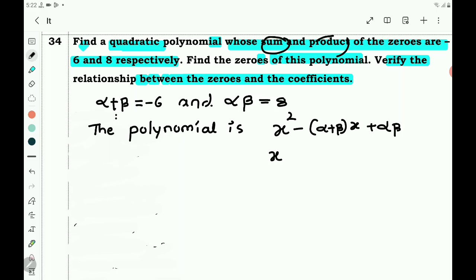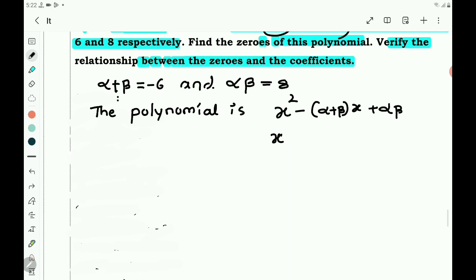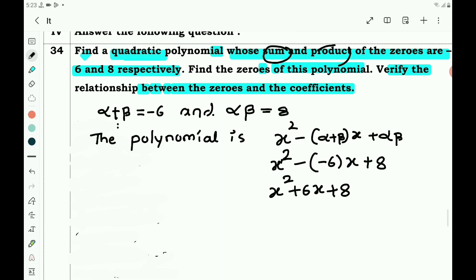Then you write x square as it is and minus alpha plus beta. Alpha plus beta is minus 6, x plus alpha beta is 8. Then the polynomial becomes x square minus of minus, minus into minus becomes plus 6 into x, 6x plus 8. This is the polynomial.